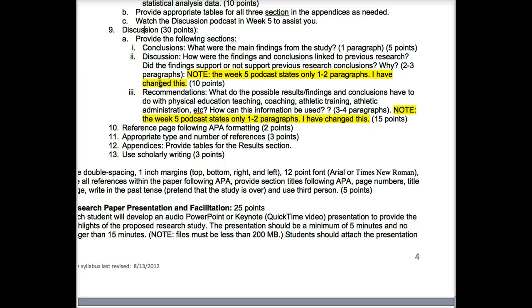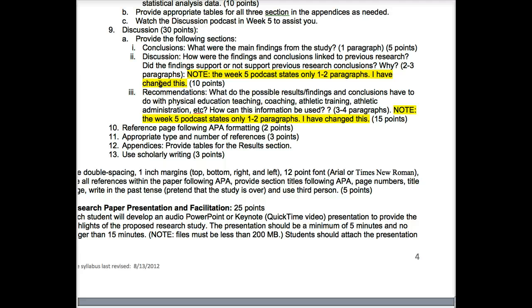How did your findings support or not support the previous research that you discussed in Chapter 1? Why did it support it? Why did it not support it? Now, notice I'm not using the word prove. Research does not prove anything. It provides support for a hypothesis or it does not support a hypothesis.